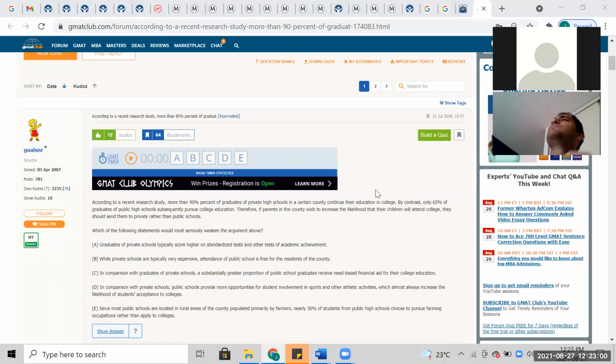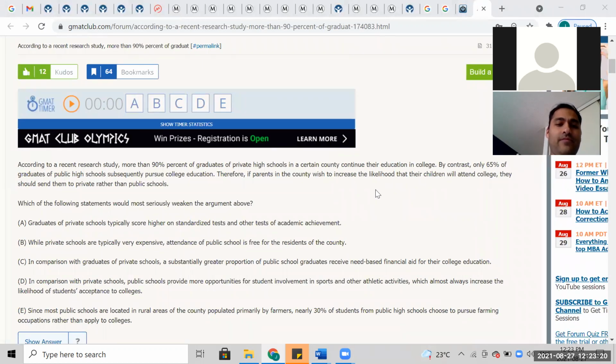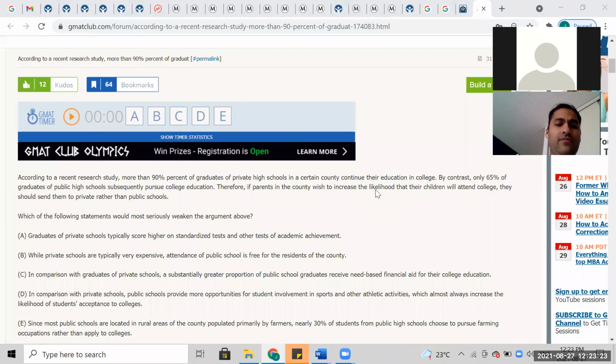Now, this can be a very enticing option, but what we have to look out for is that it does not talk about the costs of college involved. C is, in comparison with graduates of private school, a substantially greater proportion of public school graduates receive need-based financial aid for their college education. I had kept this one as a maybe, because we have not heard about financial aid at all yet. If I had not got any better option, I probably would have gone with C.